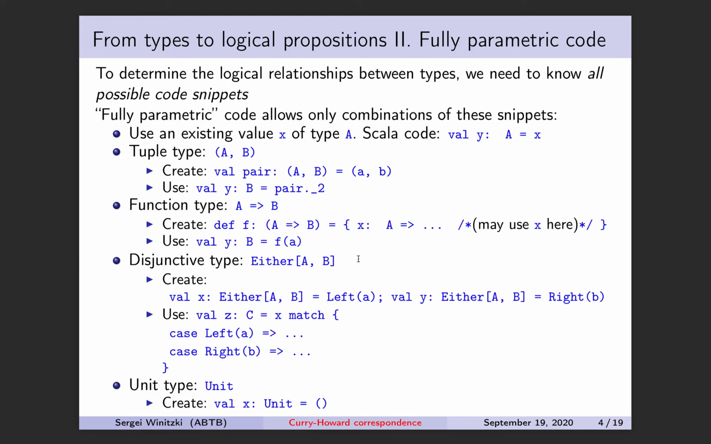Then you have disjunctive types, which are, for example, Either A, B. It's a disjunction of different possibilities. You can create a value of this type in two different ways, as a left or as a right. And you can use it by writing a match expression, which will see if it's left or right, and then you can do different things, computing a result of some different type C. Finally, you have a unit type, which you can create. You can always create it. There's nothing you can do with it, but you can create it.